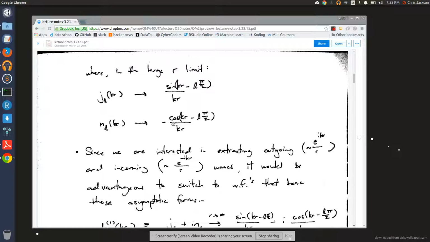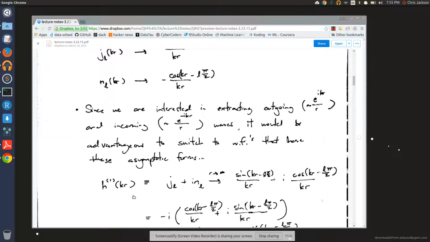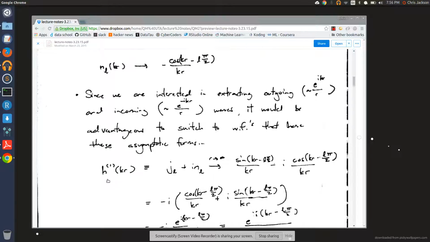So what we want is to define some functions that asymptote to either purely outgoing waves or purely incoming waves, right? Those are called Hankel functions. They're basically just linear combinations. So there's the first Hankel function, that's what this one here denotes: j_l plus i n_l, right?